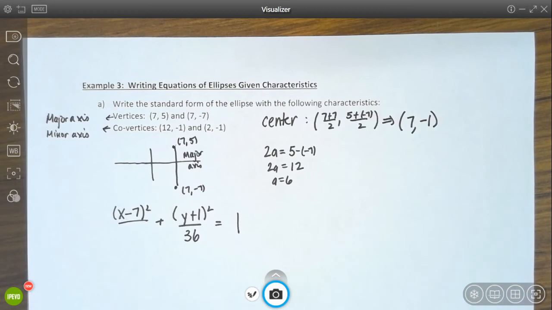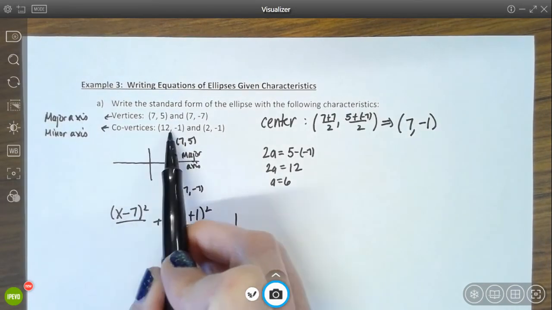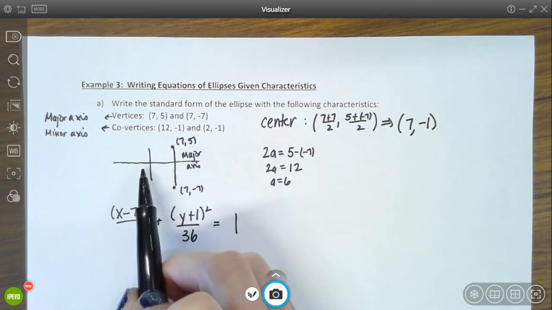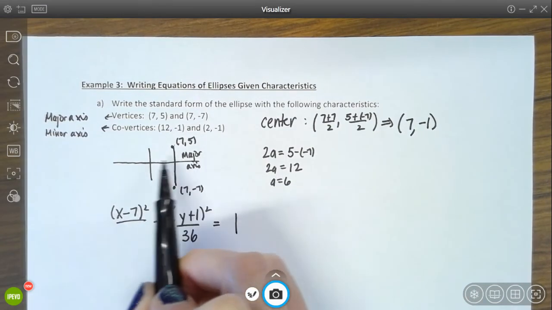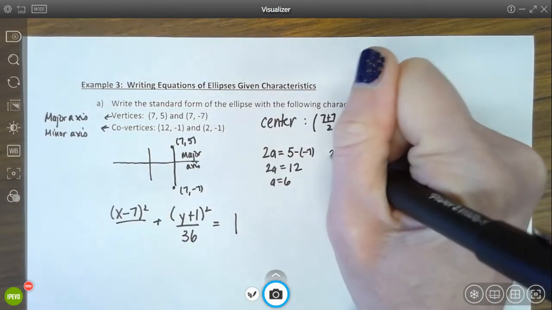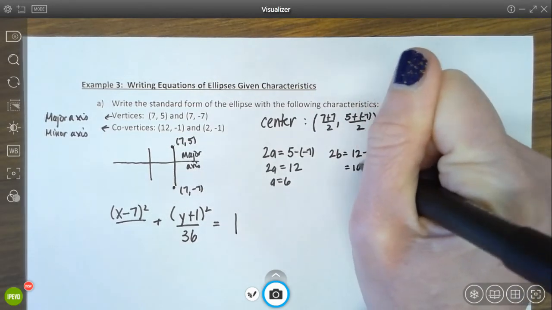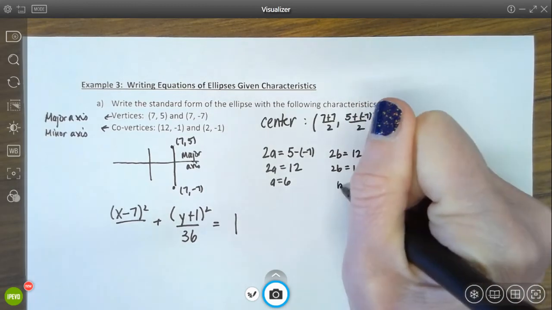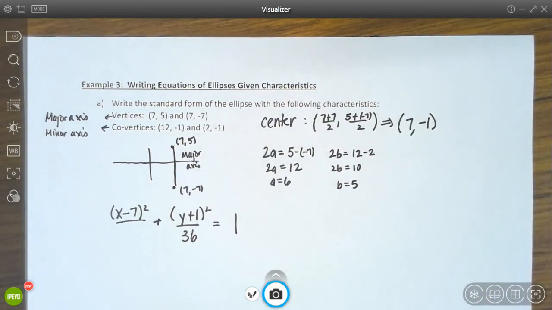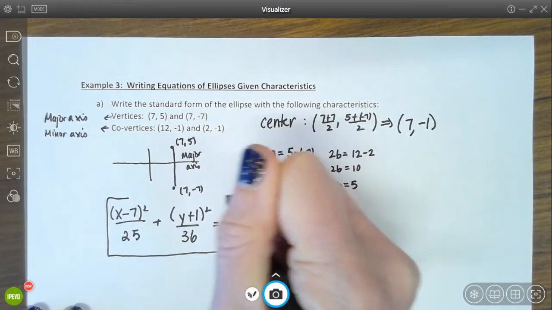Similarly, the distance between my covertices is my minor axis, which would give me 2b. And if I look at my covertices, I can see that they're moving left and right. One's over at 12, -1, and one's over at 2, -1. So if I want to know how far apart they are, I'm going to subtract the x coordinates of my covertices. 12 minus 2 would be 10. And so if 2b is 10, then b is 5, and if I square that, that's my value for b squared, and there's my equation.